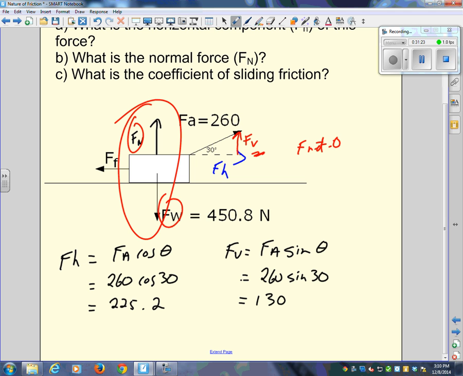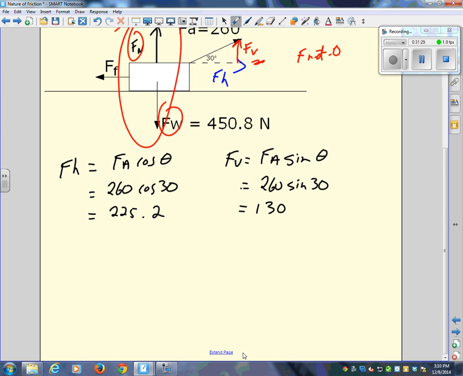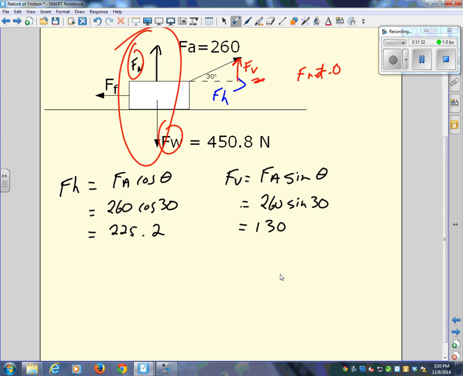So, mathematically it looks like this. I'm going to show you the mathematical way, and then I'll explain it in a common sense kind of way. The net vertical force is the weight force plus the normal force plus the vertical component. Those three are what exist vertically, right? And the net vertical force is a big fat 0 because it's not going up or down.